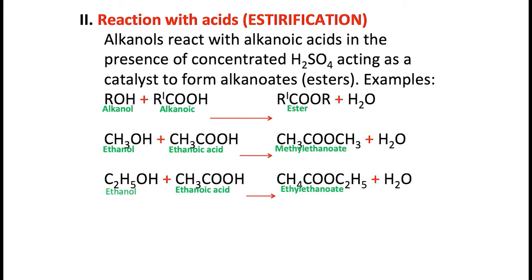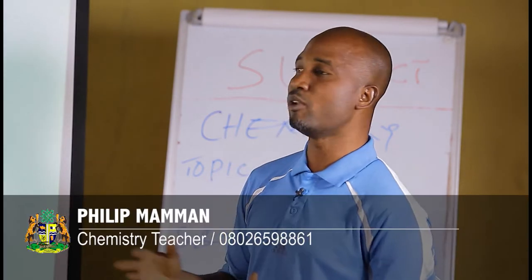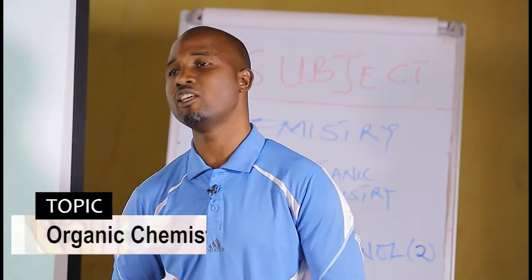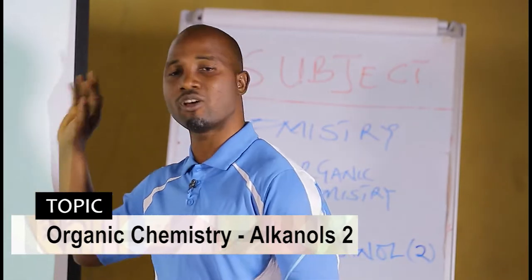Then the second one is C2H5OH, which is ethanol, plus ethanoic acid to give you ethyl ethanoate. In our next class, we'll be looking at alkanoic acids and their derivatives. And consequently, we'll see how you can name alkanoates in that lesson.